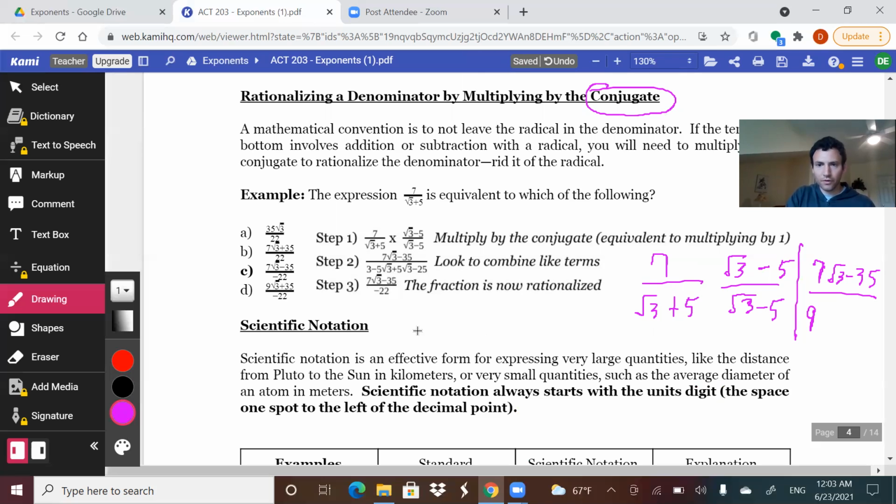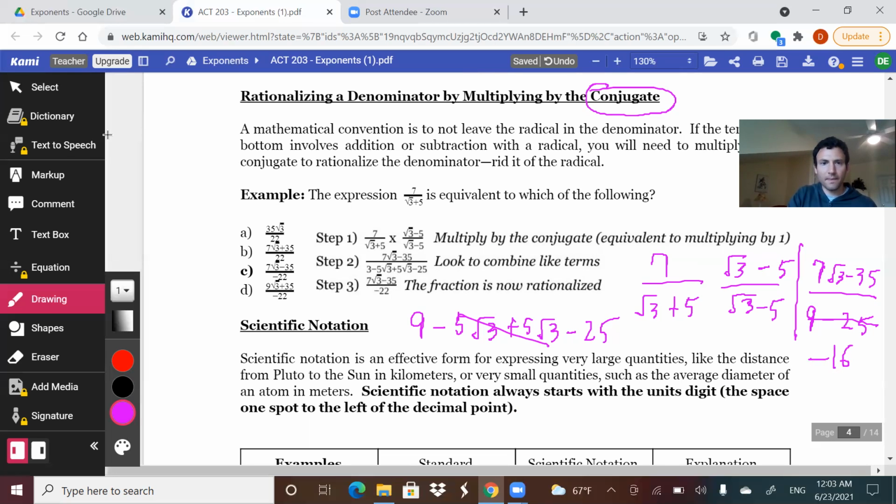And interestingly, root 3 times root 3 is 9. I'll do it out here actually. Root 3 times root 3 is 9. Root 3 times negative 5 is minus 5 root 3. Positive 5 times root 3 is plus 5 root 3. And 5 times negative 5 is minus 25. So what happens is these actually cancel out. You get rid of the root in the denominator, and it's just 9 minus 25. So this actually becomes 7 root 3 minus 35 over negative 16.